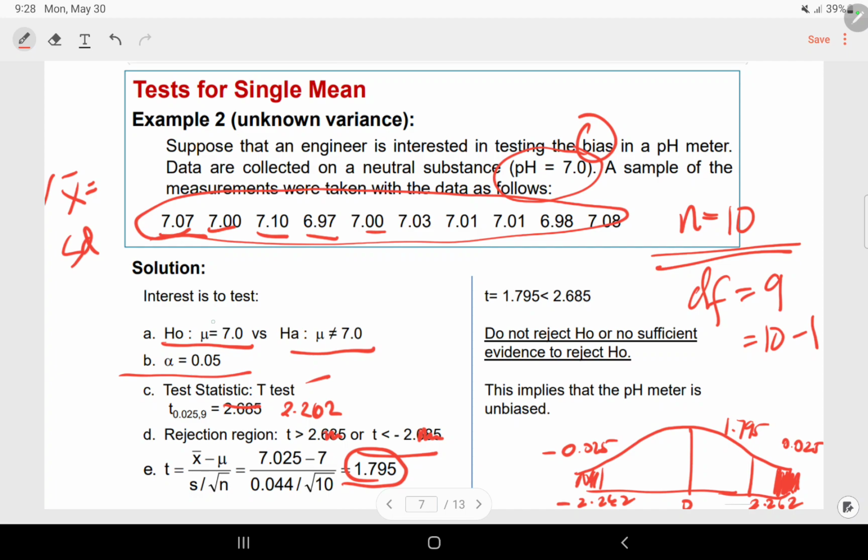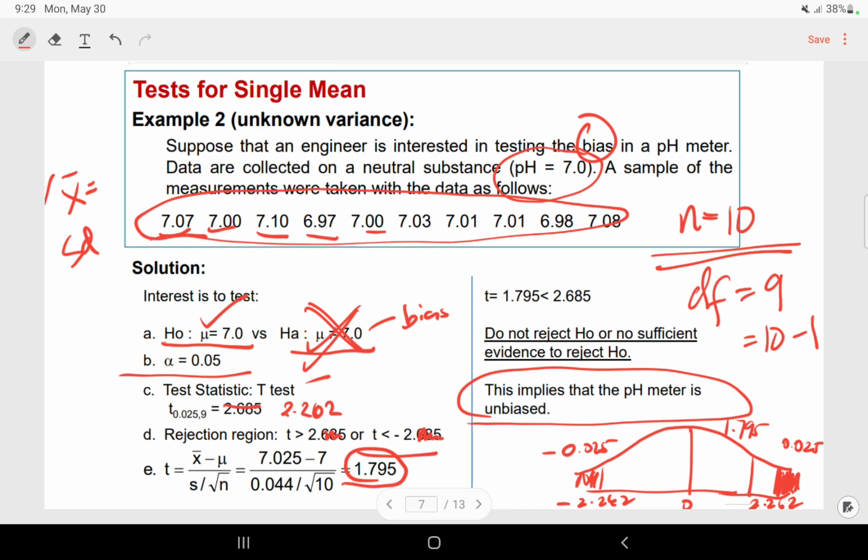Ibig sabihin, if we fail to reject H0, we will not accept HA. So, what is this implication? Ibig sabihin, hindi siya bias. Kasi ito, this is state bias eh. No? So, this implies that the pH meter is unbiased or hindi siya biased. Okay? So, that's what we do with testing hypothesis. Now, so we have these steps. So I hope you get to understand.